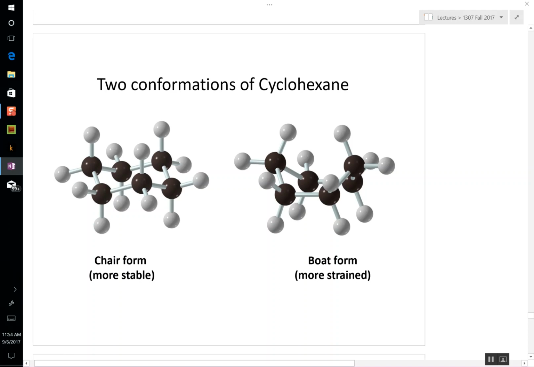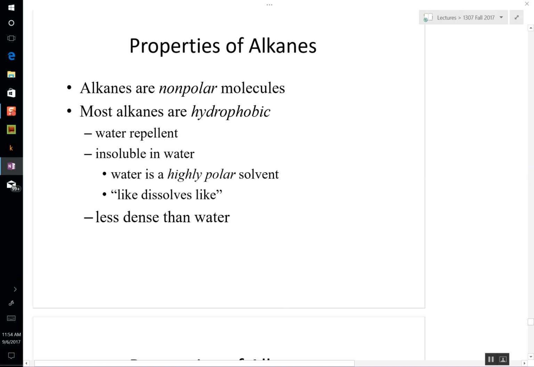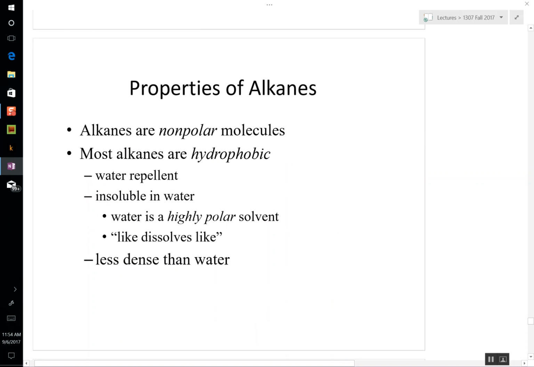Okay. Just quickly, properties of it. Let me see. How many more slides do I have? 4 more. The last couple we got to talk about reactions.